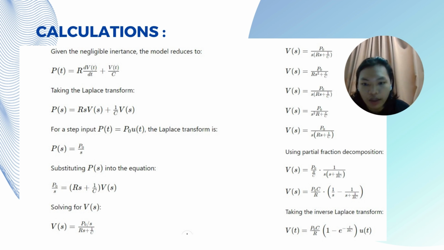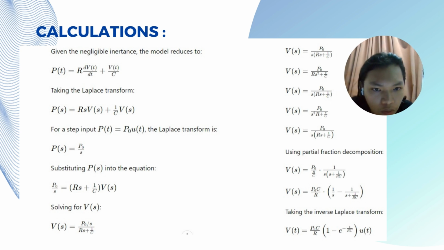After that, we solve for V(s), and we get V(s) is P initial over S, over R s plus 1 over C. Okay, now we want to find V(s). The S at the bottom will be brought down and combined with R s plus 1 over C, and then we get P initial over S times R s plus 1 over C. After that, we rearrange, and using partial fraction decomposition, we get V(s).